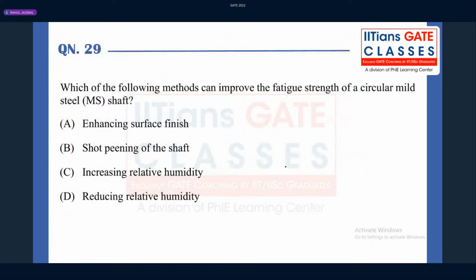Coming to the next question, guys. Again, it is regarding machine design, fatigue strength. Now read the problem very carefully. Which of the following methods can improve the fatigue strength of a circular mild steel shaft?